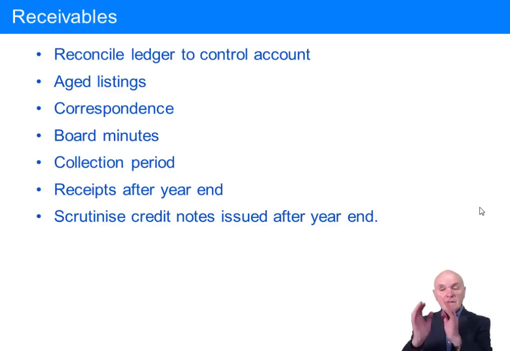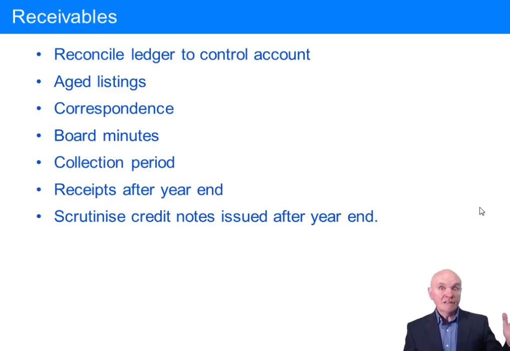Aged listings, invoices 30 days old, 60 days old, 90 days old, and so on. Terribly important in the valuation of the receivables. By and large, you probably put in at 100% all receivables up to 60 or even maybe 90 days. After receivables go past 90 days, you begin to worry more and more about it. Am I ever going to receive it?